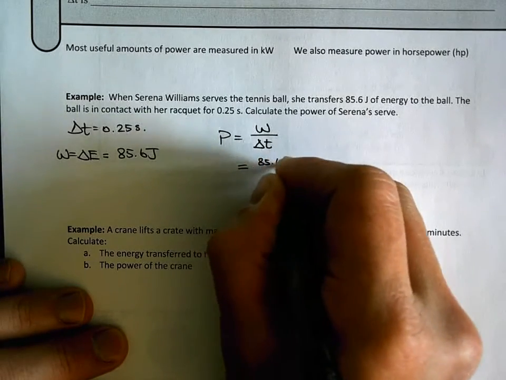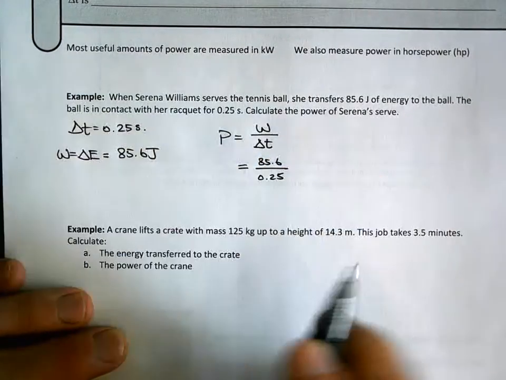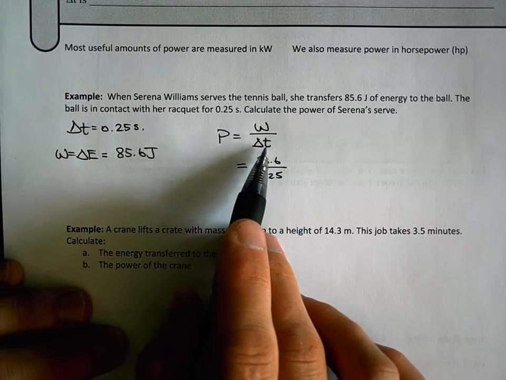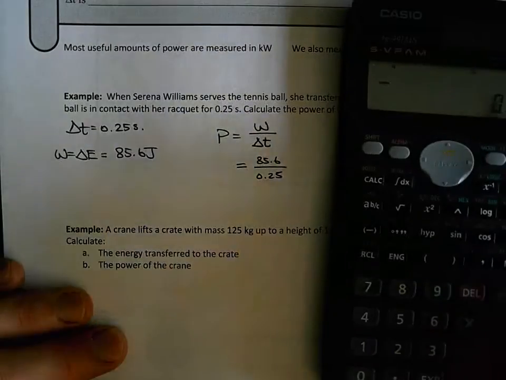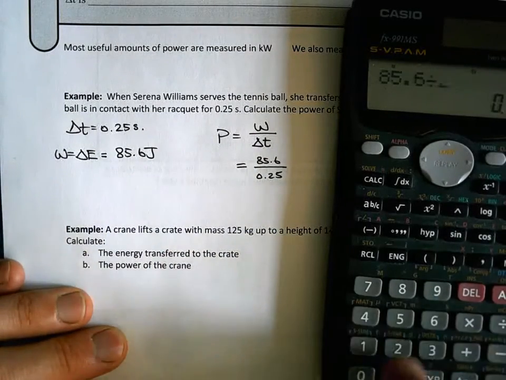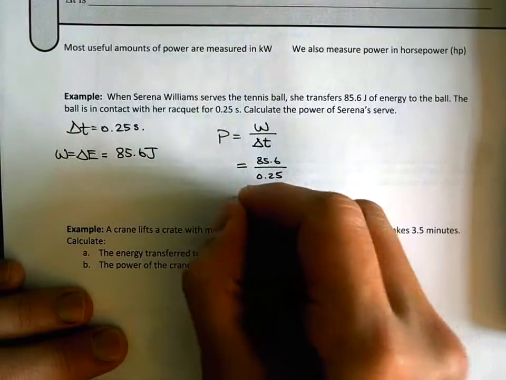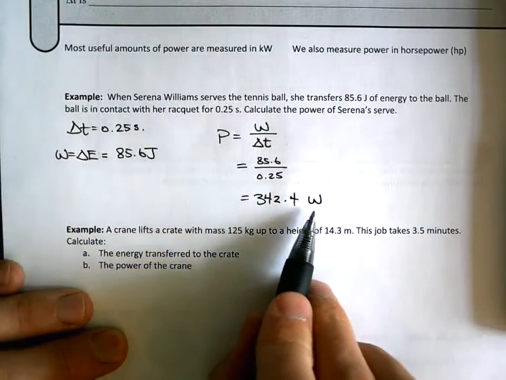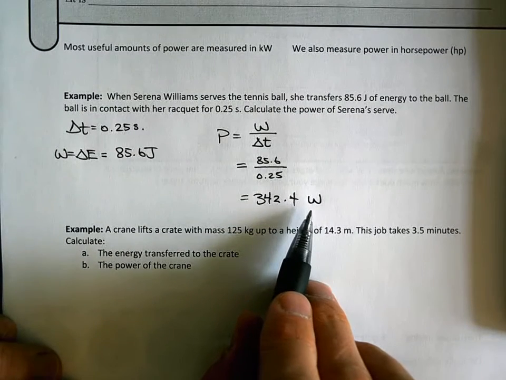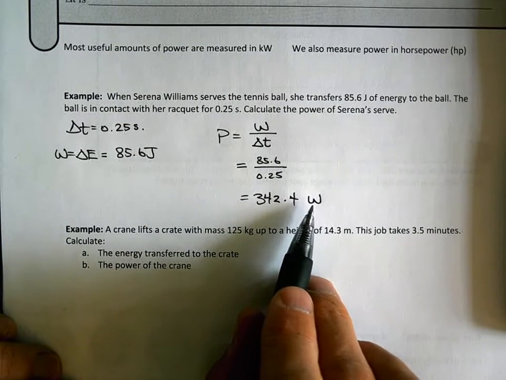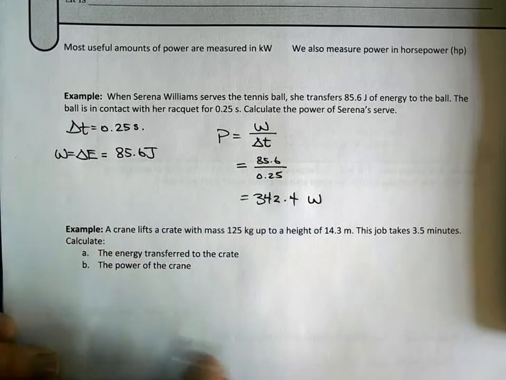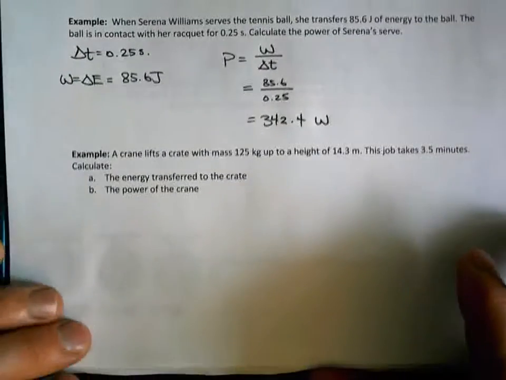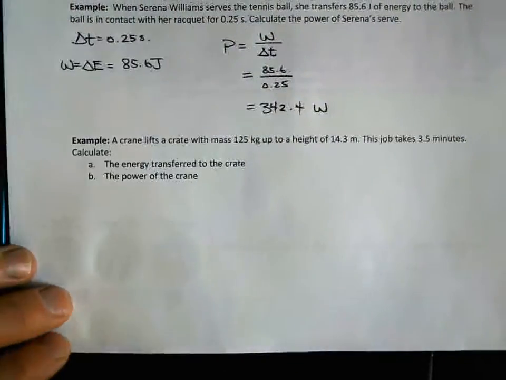So 85.6 over 0.25. Be careful with the units. Work should be in joules, or energy should be in joules. Time should be in seconds. 85.6 divided by 0.25 is 342.4 watts. The watt is the unit of measure for power. It's basically joules per second, but we gave it a nice name after Watt, who was a scientist who worked on engines for trains.